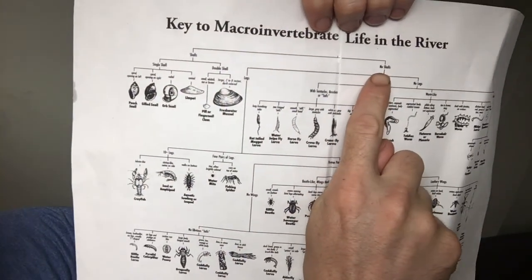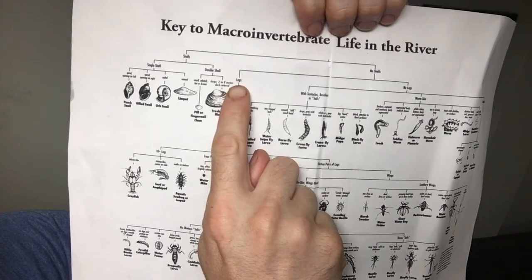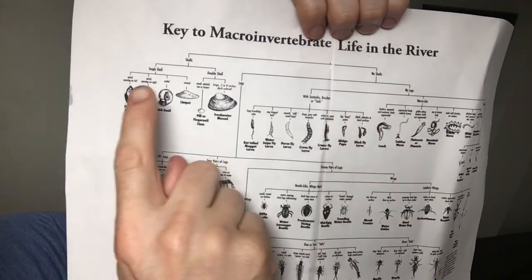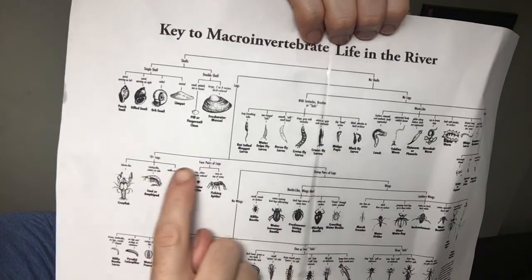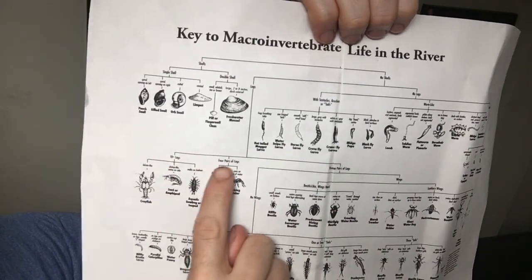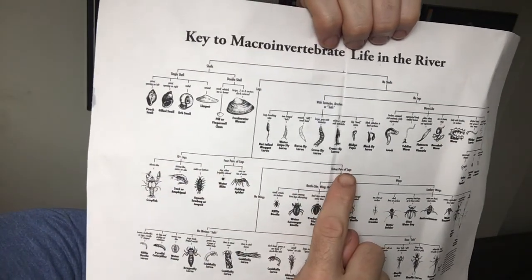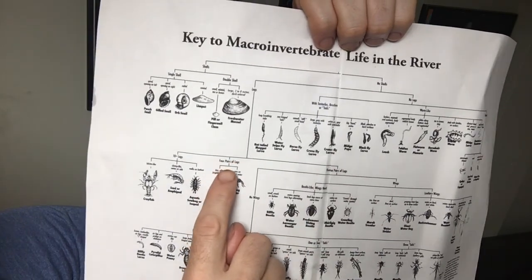Shell, no shells. Then under shells, legs, no legs. So if I found an animal, it's not got a shell, it does have legs, does it have 10 legs or more, 4 pairs of legs or 3 pairs of legs? Okay, it has 4 pairs of legs, let's just say.